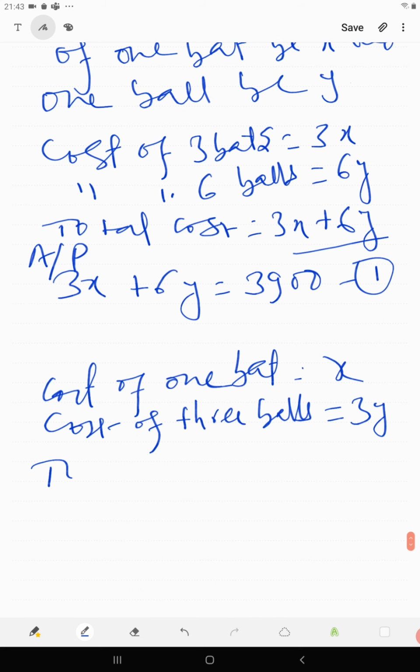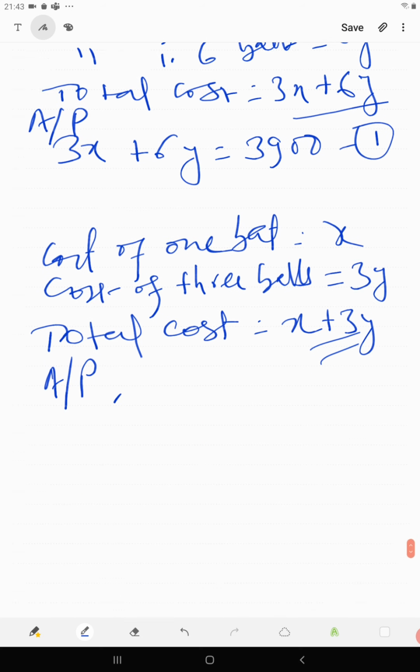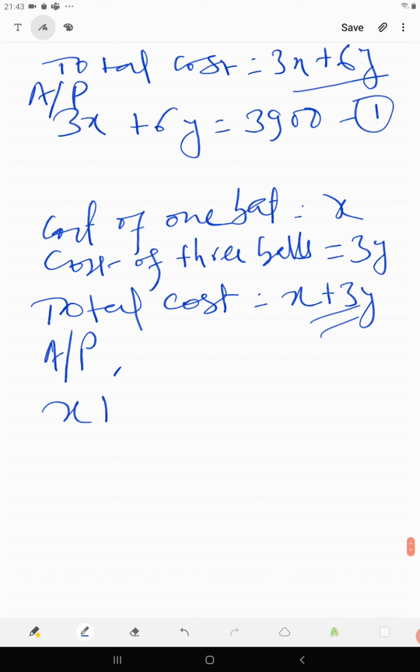So what will be the total cost? The total cost equals x plus 3y. But according to the problem, the total cost is 1,300. So whatever we got algebraically should be equal to 1,300. So x plus 3y equals 1,300. So this is our second equation.